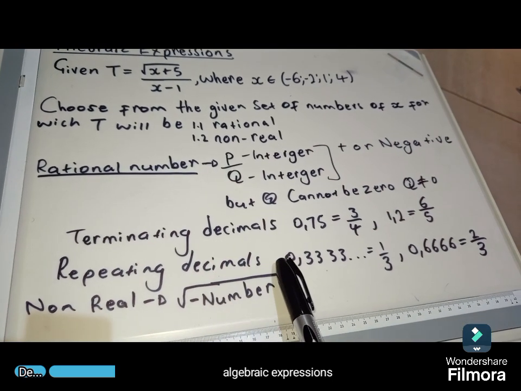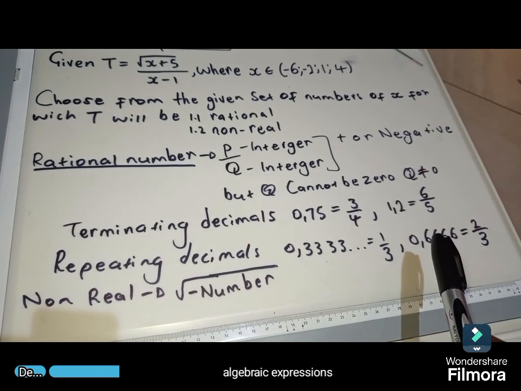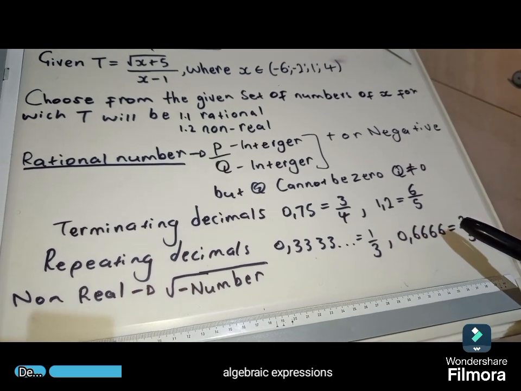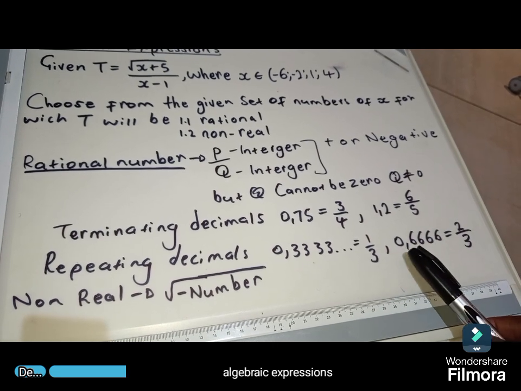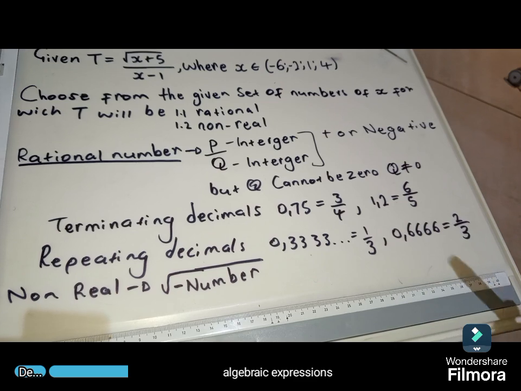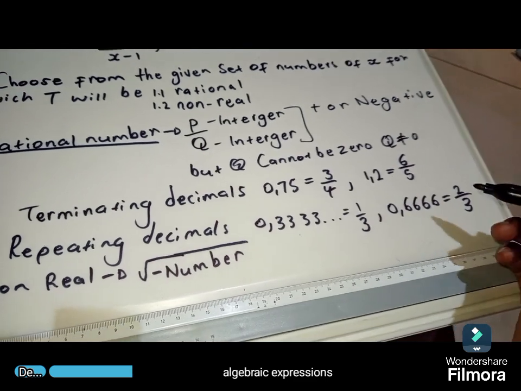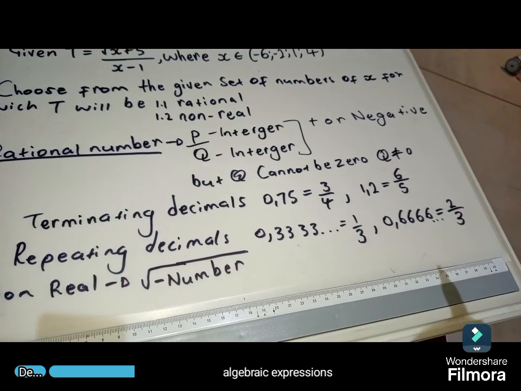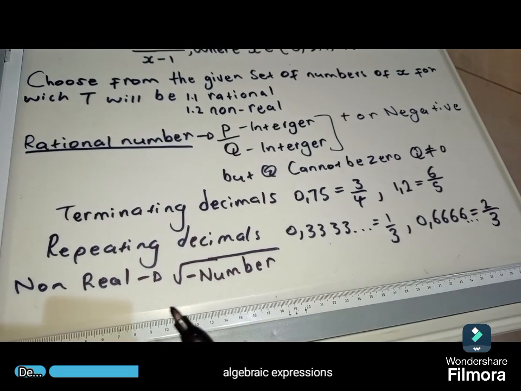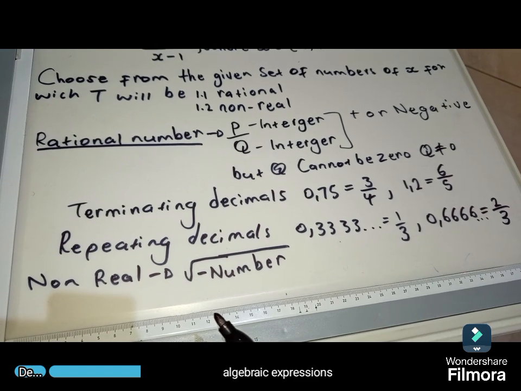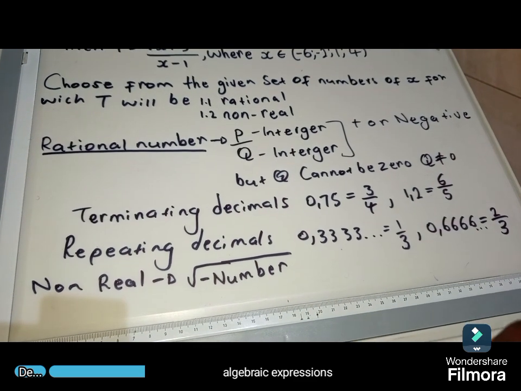For example, 0.3333, where the number is 3 until the end. Or 2/3, which equates to 0.6666. Actually, it's just the same number after the decimal point. So this dot here means that this number continues. Yeah, that's about it for rational numbers. That's the definition of rational numbers.